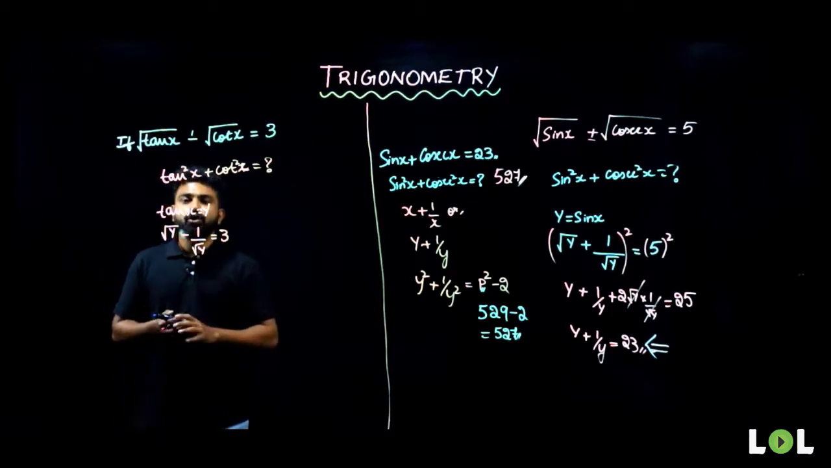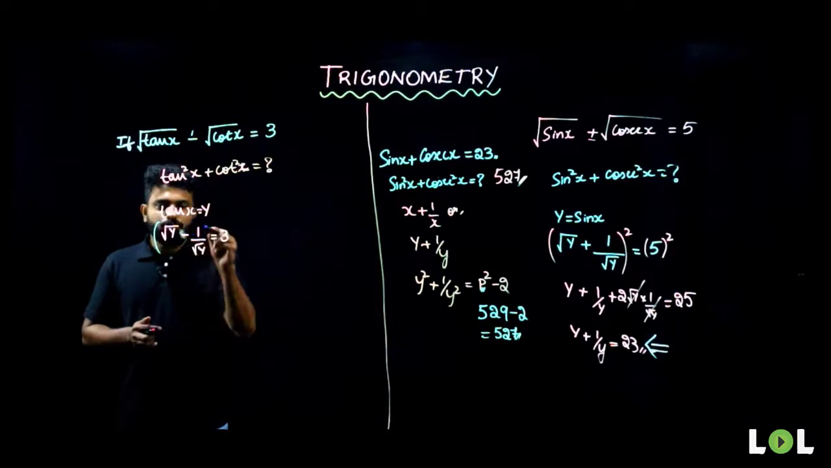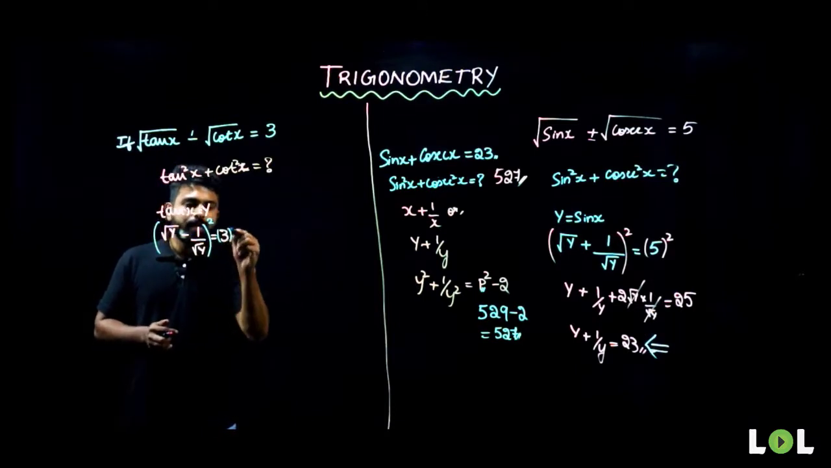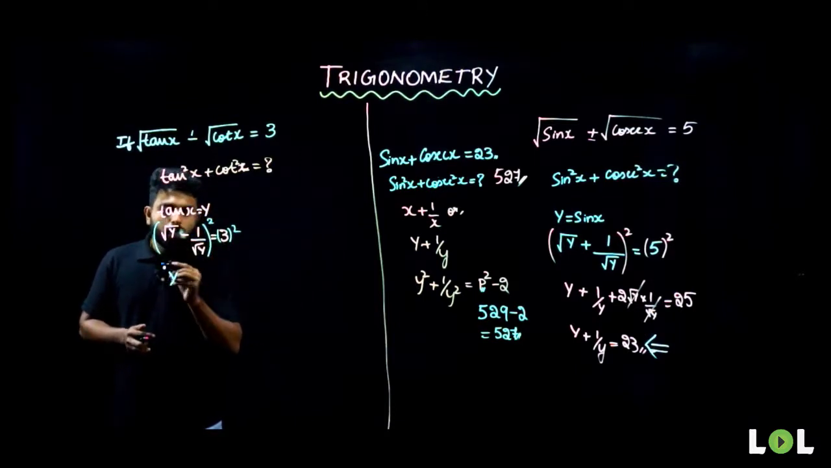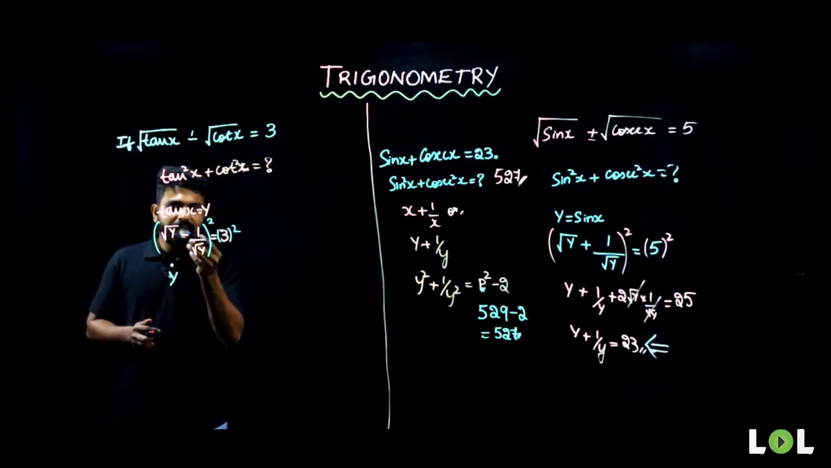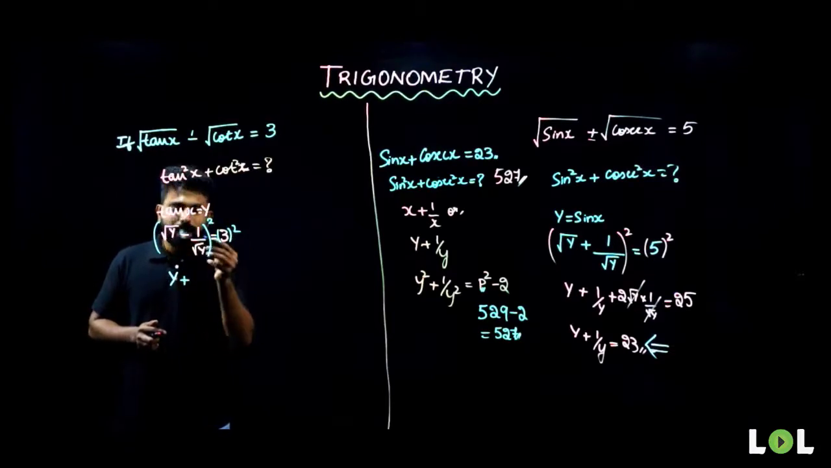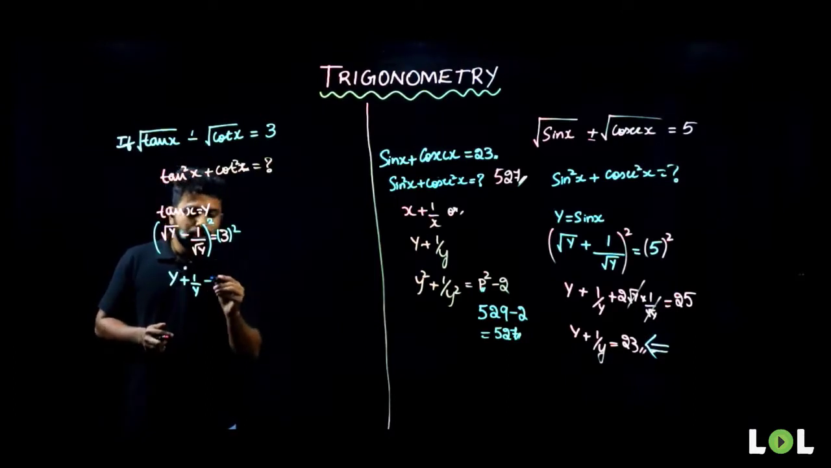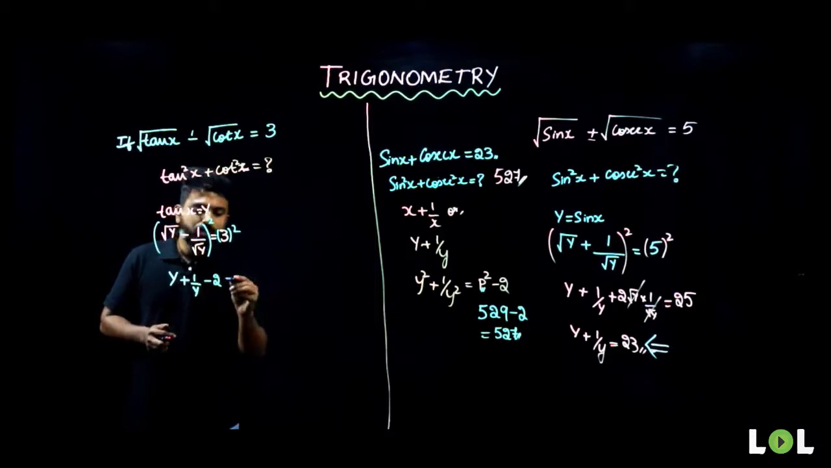Now, what do I need to do? I'll square this. So, if I square this, what do I get? I'll be getting root y, it is of the form a minus b the whole square. So, it will be a square, that is root y square is y, plus b square, that is 1 by y, minus 2ab, 2 into a into b. A and b get cancelled, so I'll be left with 2 here. So that will be equal to 3 square, which is nothing but 9.